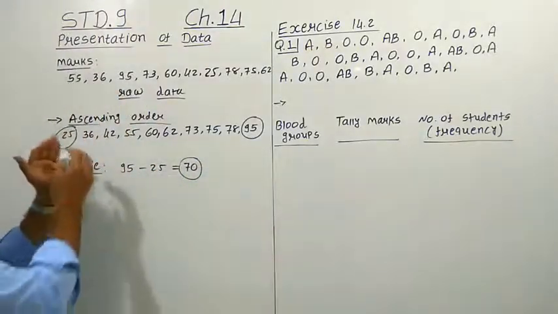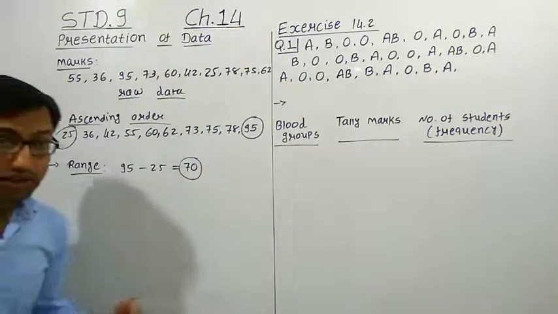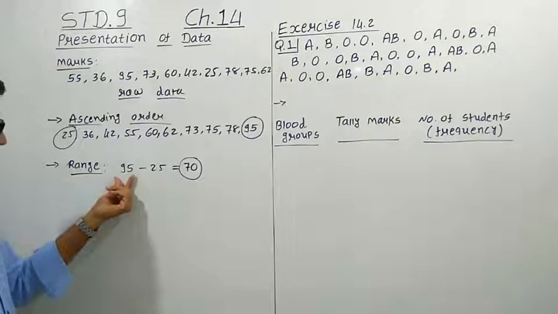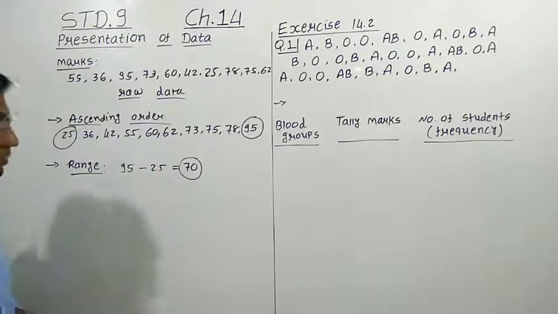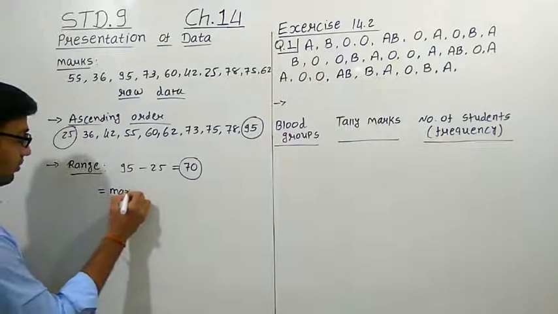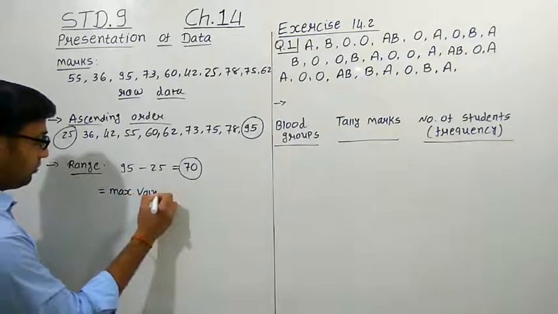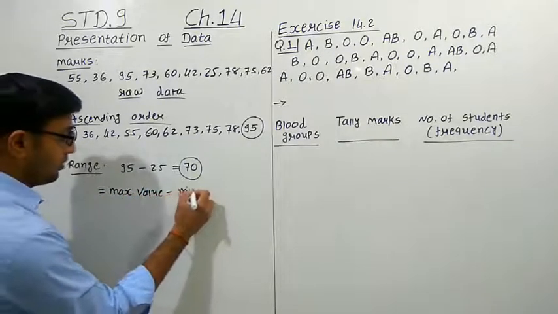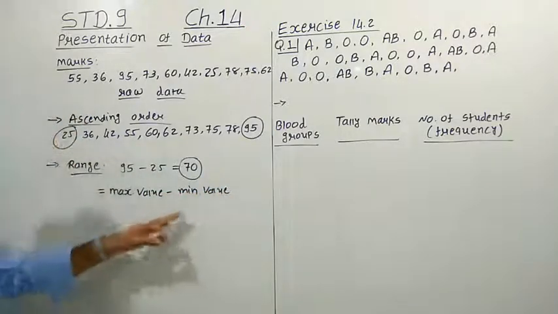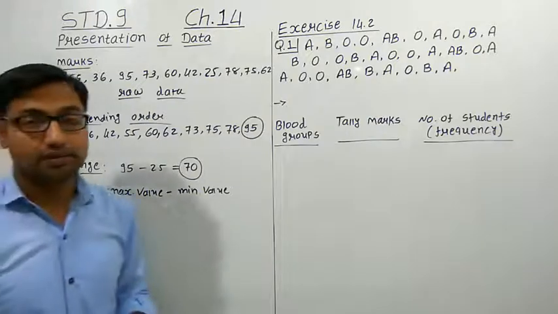Whenever we have numerical data, to find the range this is the process: maximum value minus minimum value, right? So range is equal to maximum value minus minimum value. When we subtract both, we get the range of the data.